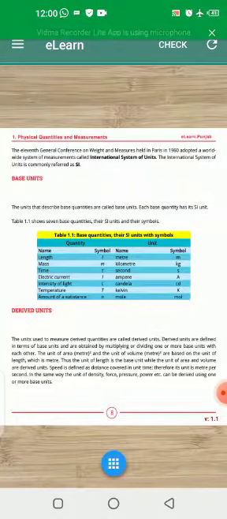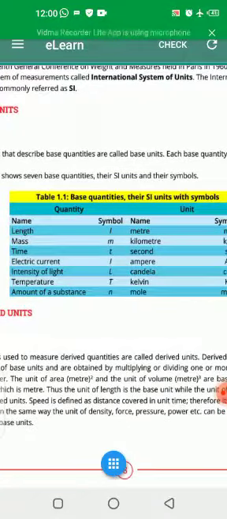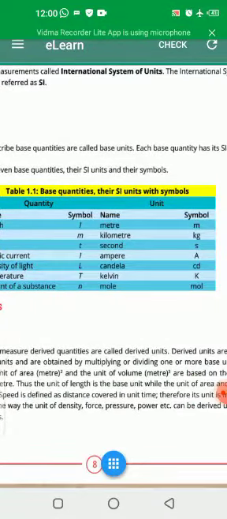So as we discussed that there are two types of physical quantities, in the same way there are two types of units. Number 1, base units. The units which describe base quantities are called base units, and 7 base quantities are length, mass, time, electric current, intensity of light, temperature and amount of substance. So their units are meter, kilogram, second, ampere, candela, Kelvin and mole.